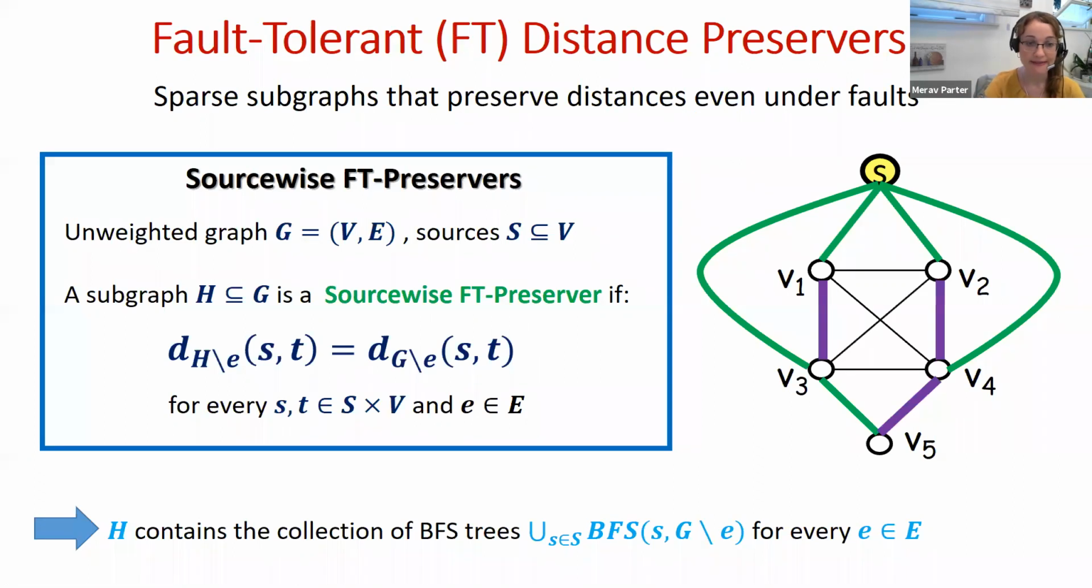Also note that in this definition, we compare the distance between S and T in H minus E to the distance between S and T in G minus E. So if it happens that the edge E disconnects S and T in G, clearly it's going to disconnect S and T in H, and there is nothing to do. So really the requirement is that if there is some path between S and T in G minus E, we should have in our structure H minus E some approximation of that path as well.